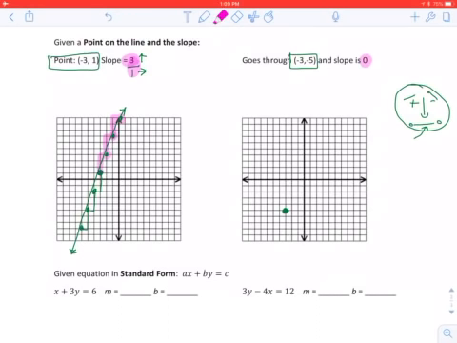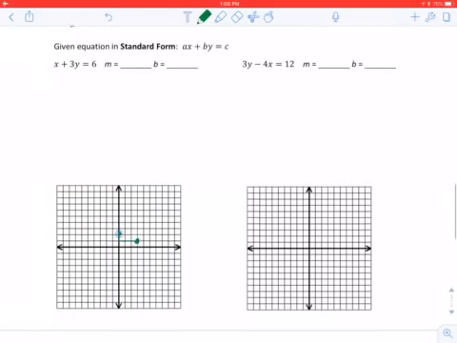It's horizontal. So my slope of 0 means we're going to go from this starting point and draw a line straight across left and right. And that's this line. Okay? All right, last two.